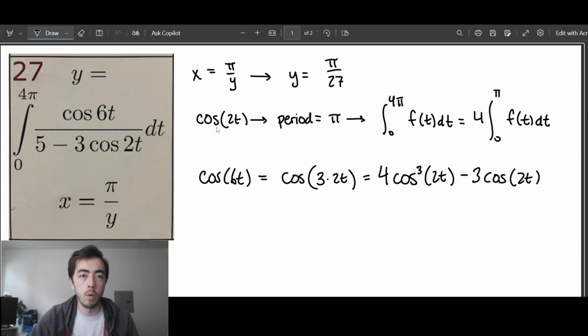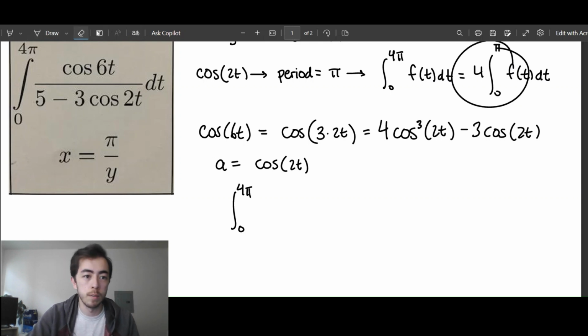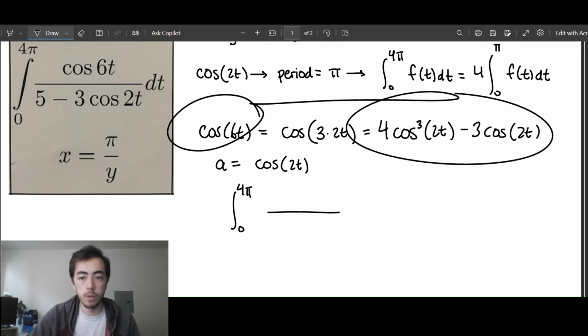If I do a little bit more substitution, maybe I'll say a is equal to cosine of 2t. Then I could rewrite the whole integral as the integral from 0 to 4 pi. I know earlier I said something about splitting up the integral, but I'll leave that for later. The numerator, I can replace with this, and every time that I see a cosine of 2t, I'll just replace it with an a to simplify the algebraic expression. So I'll get 4a cubed minus 3a, and then in the denominator, I'll get 5 minus 3a.